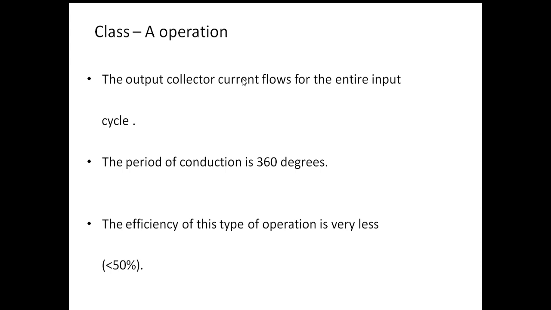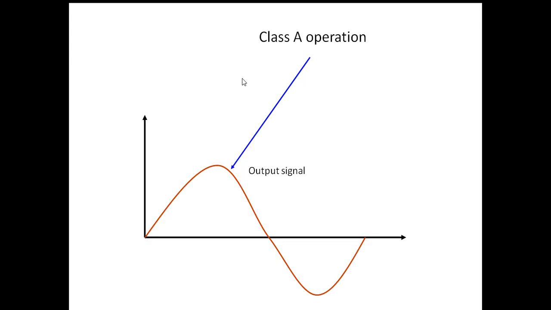The efficiency of this kind of operation is very less. Efficiency is nothing but the production of output signal with respect to input signal. So this may be around 50%. Means in the output signal there will be some noise. How much noise? About 50%. Only the output signal consists of 50% of input signal. So the efficiency is very less, 50%. Sometimes it is less than 50%. Okay. In class A operation, for the period of conduction, the output signal looks like this. Means the entire signal shows.